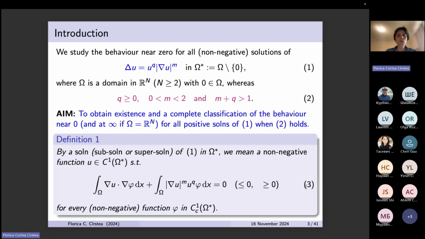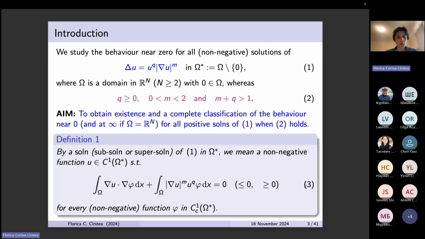So the aim is to classify completely the behavior of any positive or non-negative solution of problem 1, the behavior at 0, at infinity, as well as to study existence and the characterization, the structure of all positive solutions when Omega is R^n. So the global solutions under the assumption 2. So q is greater than or equal to 0, m between 0 and 2, and m plus q is greater than 1.